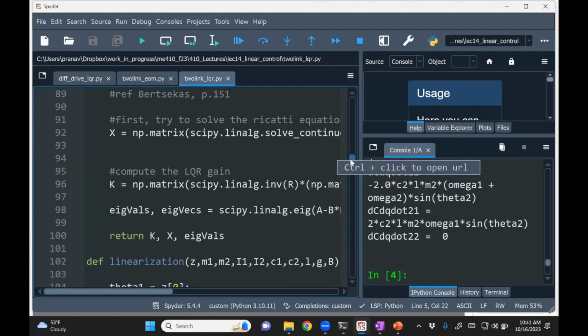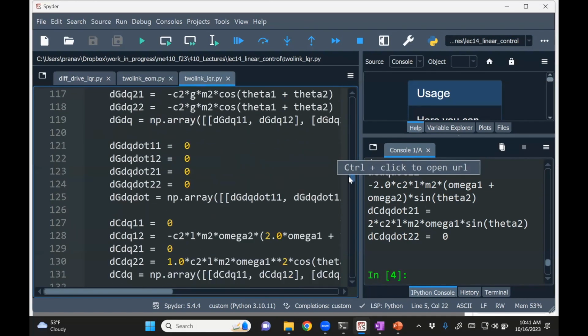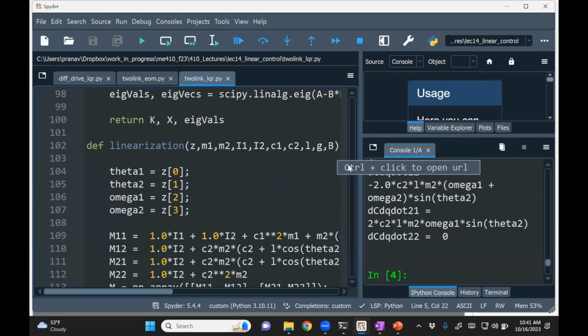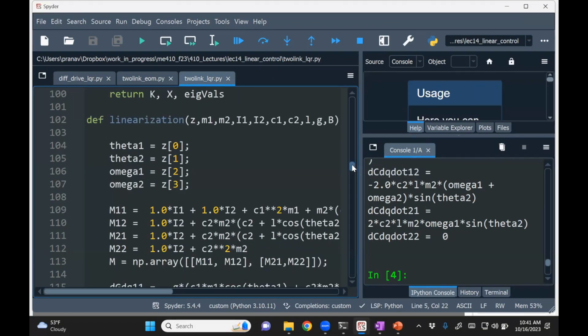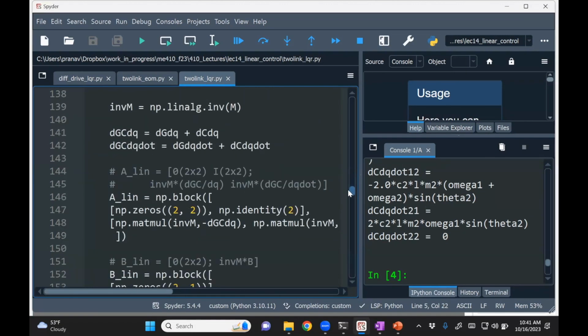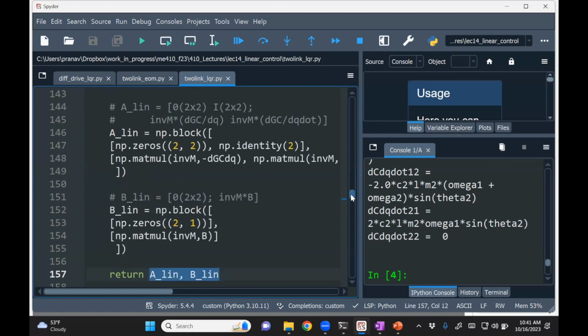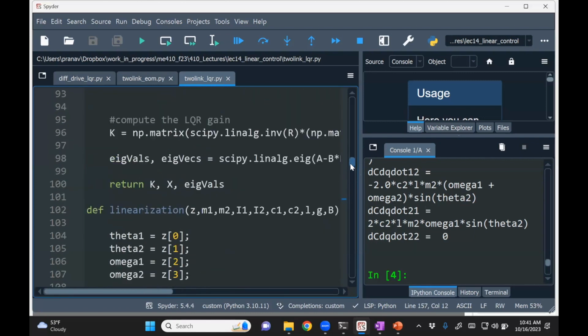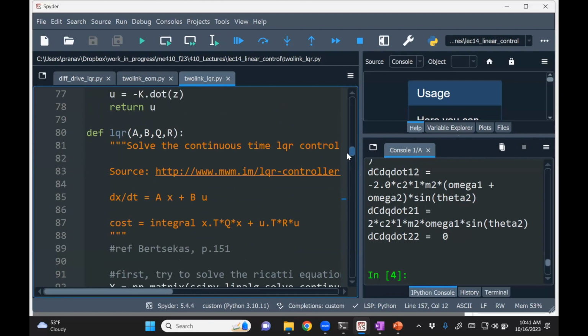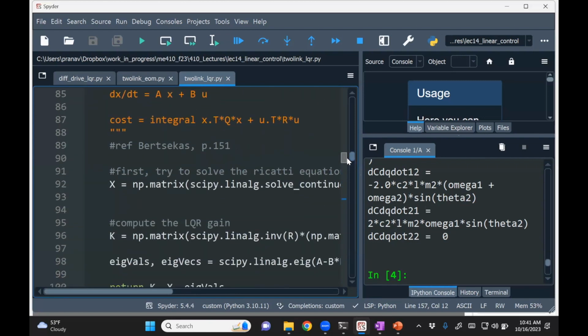Here it is. So this is the linearization. This is just copy pasted from that earlier result. And then this gives me the linearized A and B matrix that is used by the function LQR. So this is LQR. It computes the gain K based on the Q and R you provide.